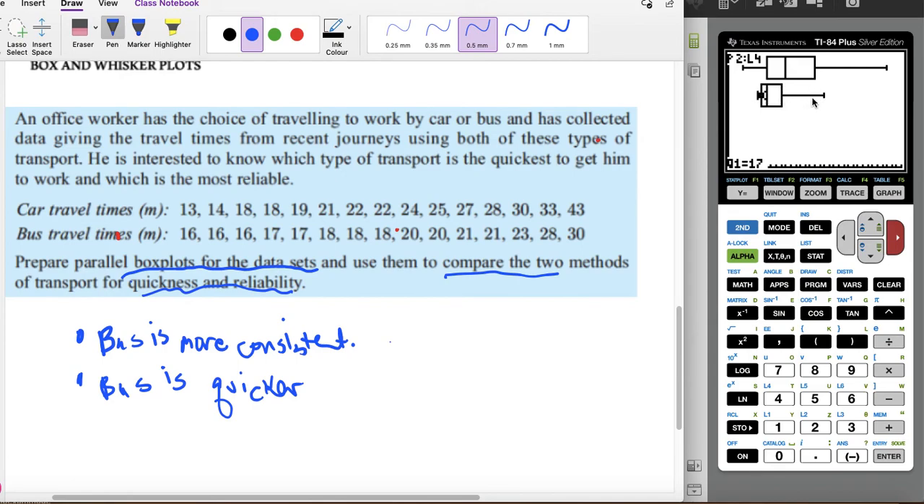And you can also say that it is more reliable. So the bus is quicker and more reliable because the data is not as spread out. So that's a good look at how you compare two data sets and how you can get both box plots on the same scale. So hope this helps. You can practice now, and thanks for listening. Bye.